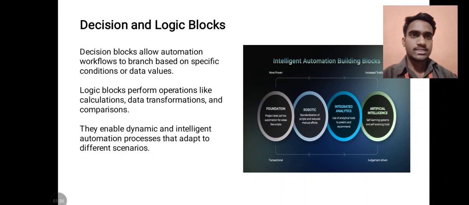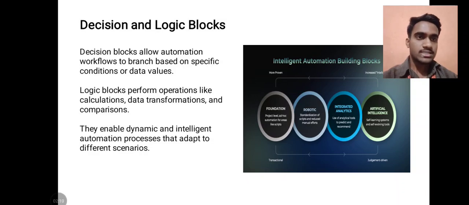Next, decision and logic blocks. Decision blocks allow automation workflows to branch based on specific conditions or data values. Logic blocks perform operations like calculations, data transformations, and comparisons. They enable dynamic and intelligent automation processes that adapt to different scenarios. In the figure, we have to observe intelligent automation building blocks. First, foundation, then robotics, integrated analysis, and artificial intelligence. We have to see the flow of the diagram in this.